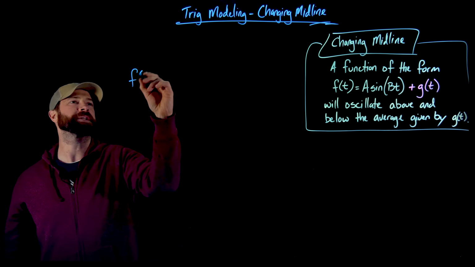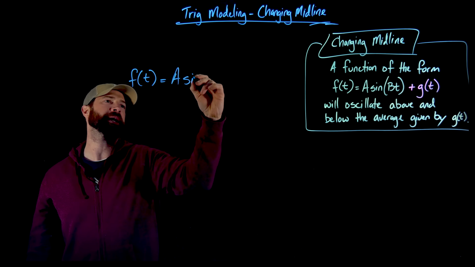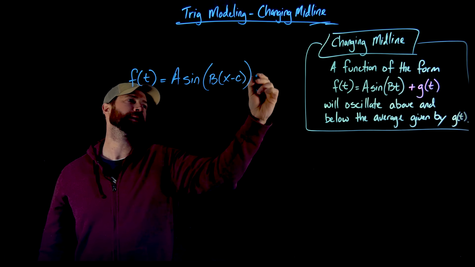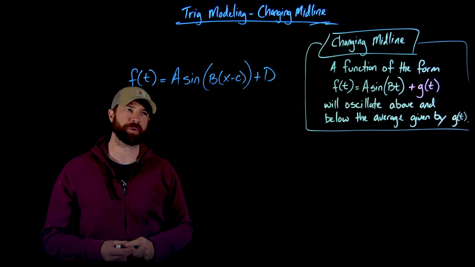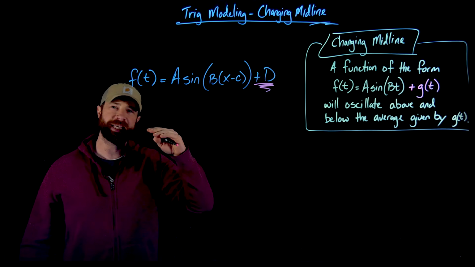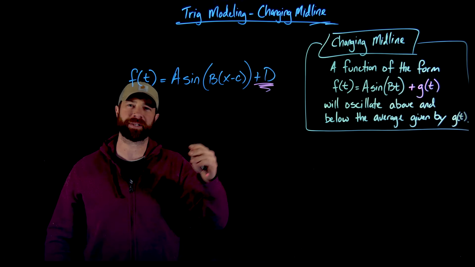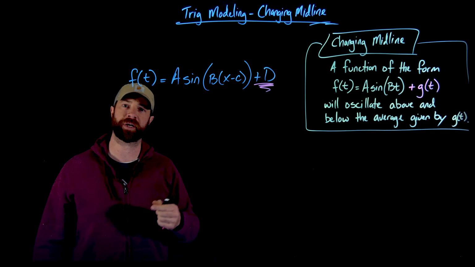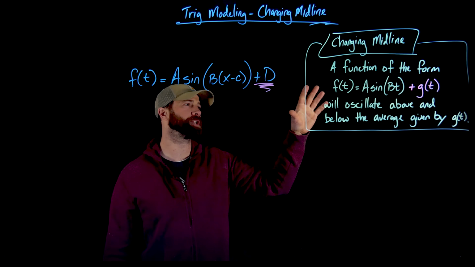But we had this general transformation that we used for modeling that was a times sine of bx minus c plus d. Importantly in this conversation, instead of having a constant d right here, which keeps the midline at a certain height, we're going to have a function replace that. So over time, our midline could experience growth or decay of some sort. Specifically, we're going to be using functions of this form right here for our changing midline.